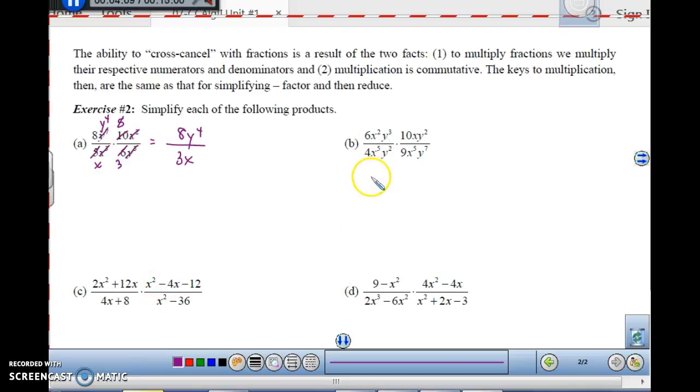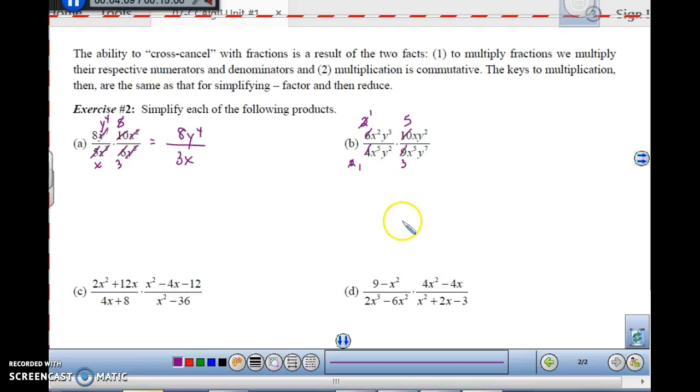All right, let's try the b. 6x squared y cubed over 4x to the 5th y squared, times 10x y squared over 9x to the 5th y to the 7th. All right, now let's cancel diagonally first this time. Number-wise, 6 and 9 both divide by 3. So this is going to become a 2. This is going to become a 3. All right, 4 and 10, they both divide by 2. This is going to be a 2. This is going to be a 5. Okay, now look up and down. Can I cancel anything up and down? Yeah. The 2 and the 2 become 1s. So they are completely factored now.